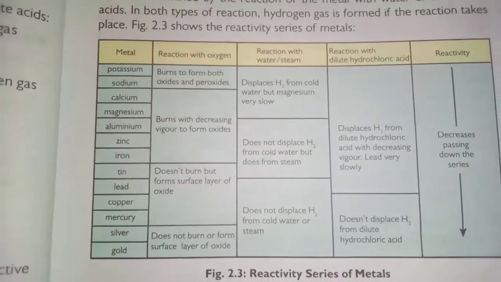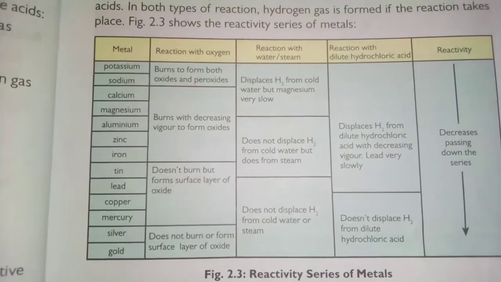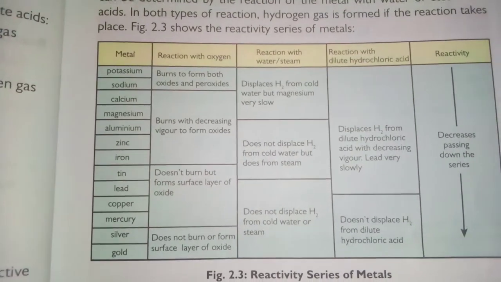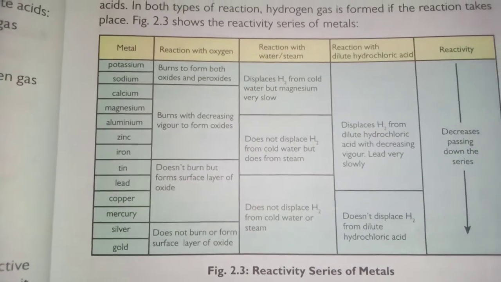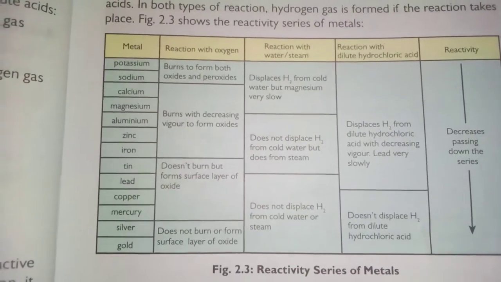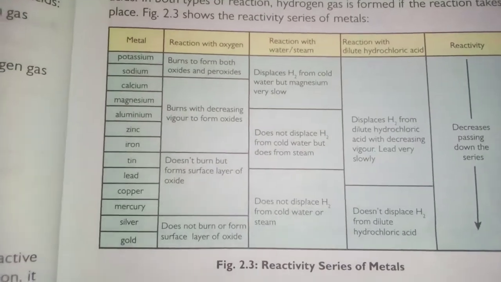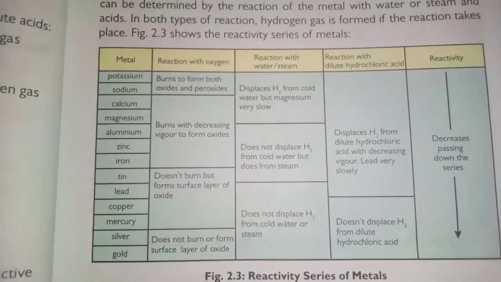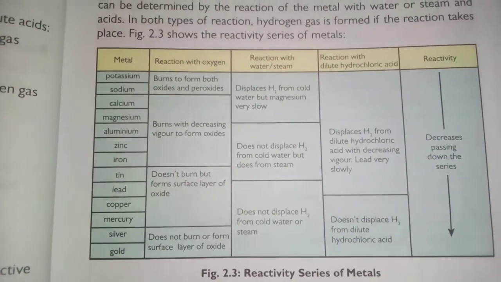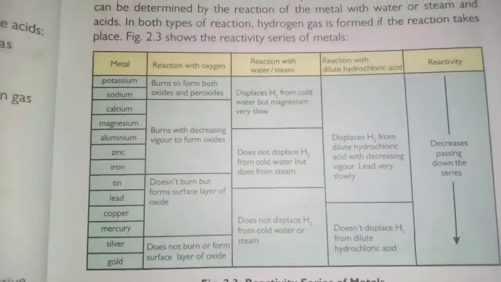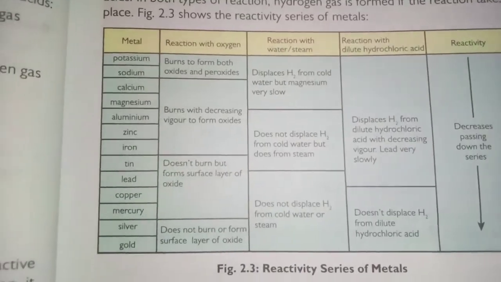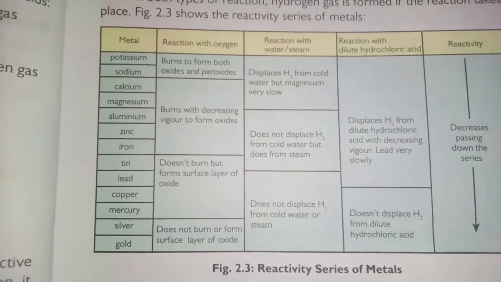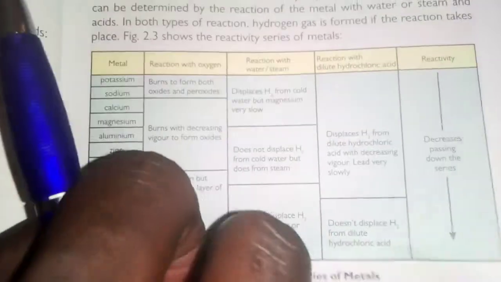But even within group 1, you realize that the reactivity also depends on the period, so the one with one period might be less reactive than the one with two periods. So this is what you should know about the reactivity series of metals. Know these metals the way they are arranged.